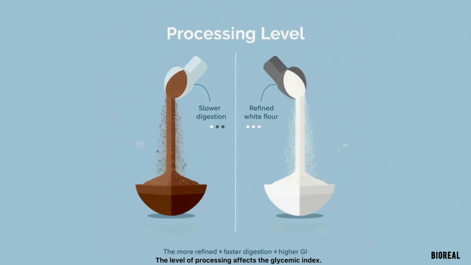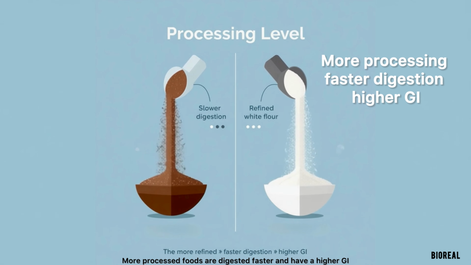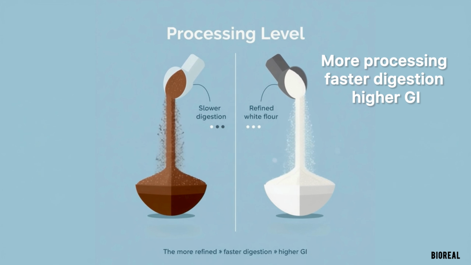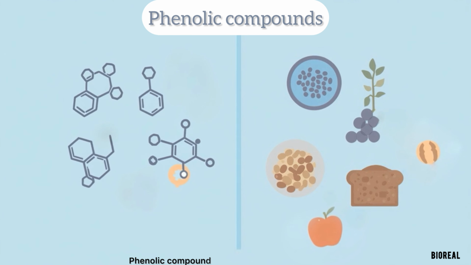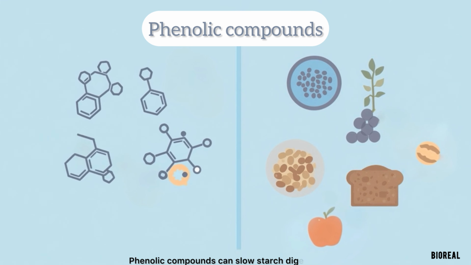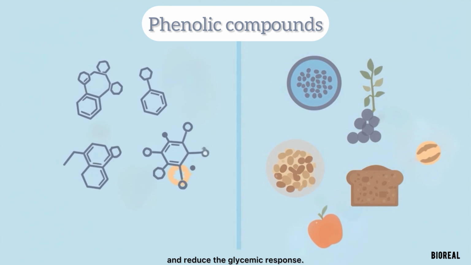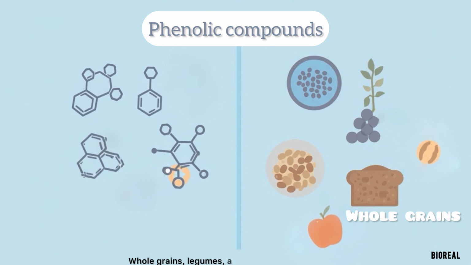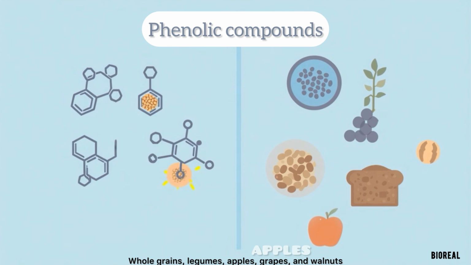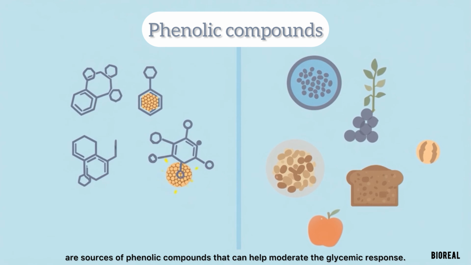The level of processing affects the glycemic index. More processed foods are digested faster and have a higher GI. Phenolic compounds can slow starch digestion and reduce the glycemic response. Whole grains, legumes, apples, grapes, and walnuts are sources of phenolic compounds that can help moderate the glycemic response.